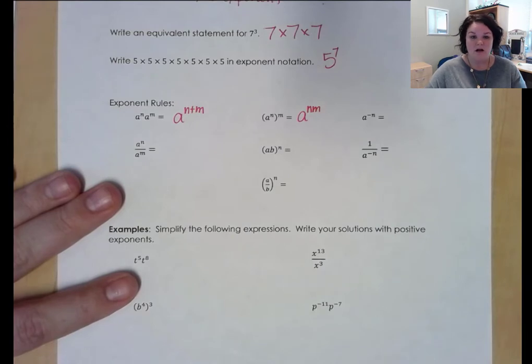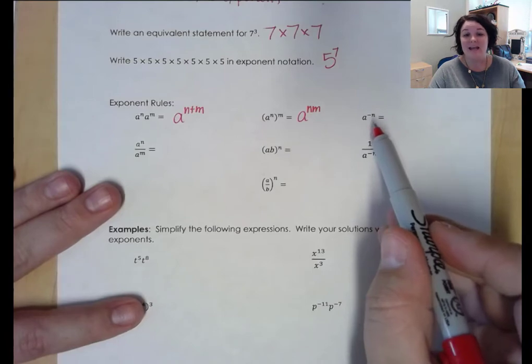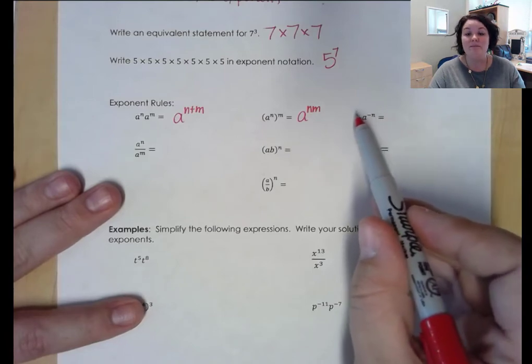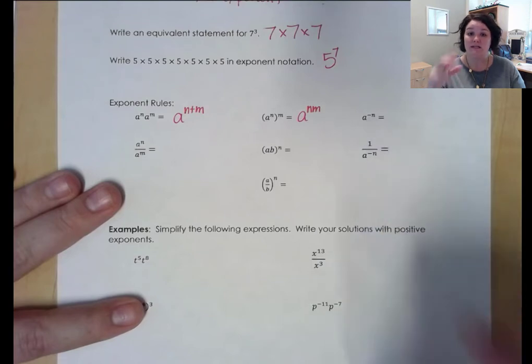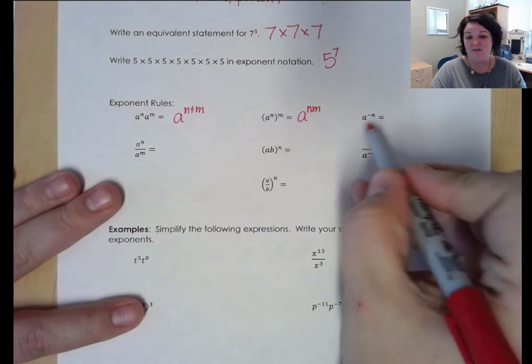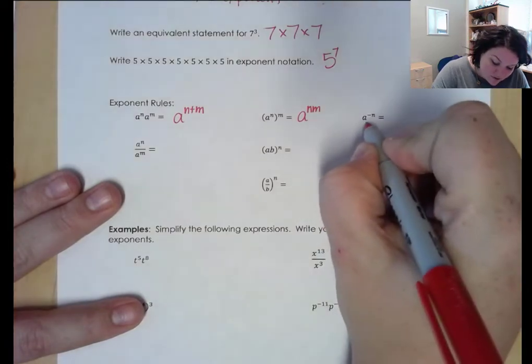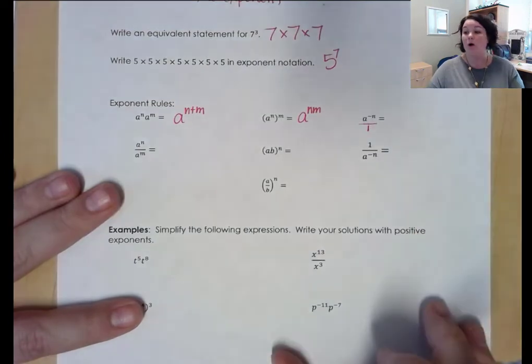Okay. All right, and then I want to come over here. When we have a negative exponent, it moves the base across the fraction line. So the fraction line is what separates the numerator from the denominator. So right now, since I don't have a denominator, my fraction line is really underneath here, right? Because I could write this as a to the negative n over 1.